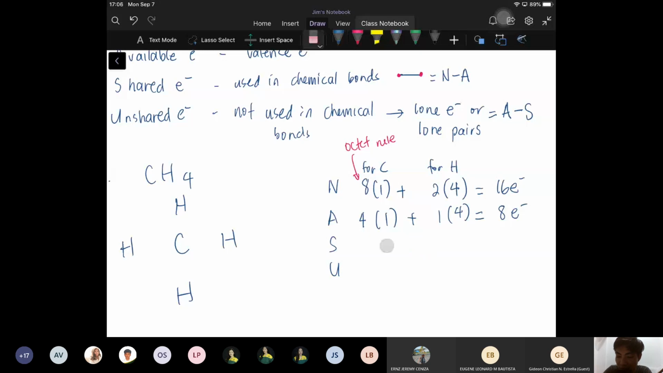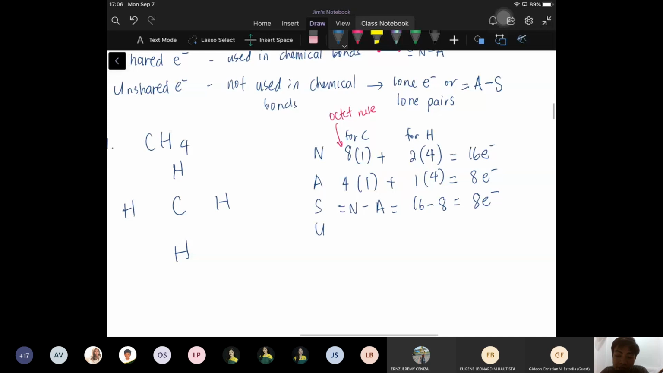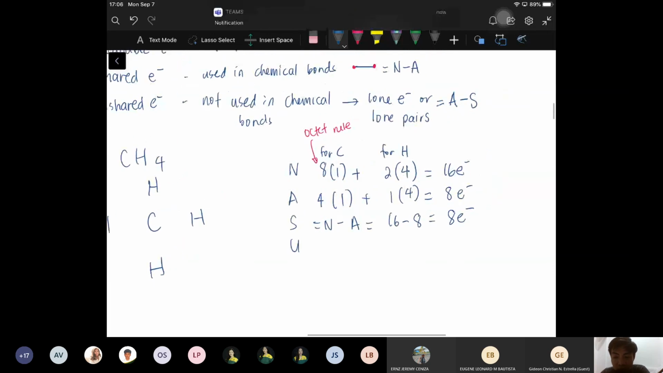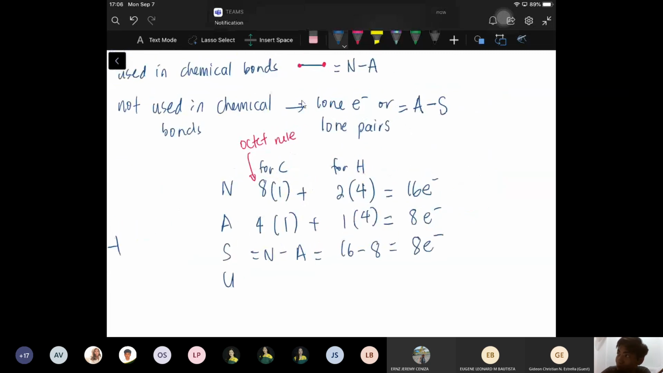Sulat ko na nga yung formula. Again, saan yan equal? N minus A. So that's 16 minus 8, 8 electrons. So that means there are 8 electrons shared in the molecule. Ngayon, ilang bonds yung katumbas nun? For us to know how many bonds yung katumbas niya, remember, in one chemical bond, 2 electrons yung nag-share doon. So, all you have to do is to divide this by 2 to get the number of bonds.